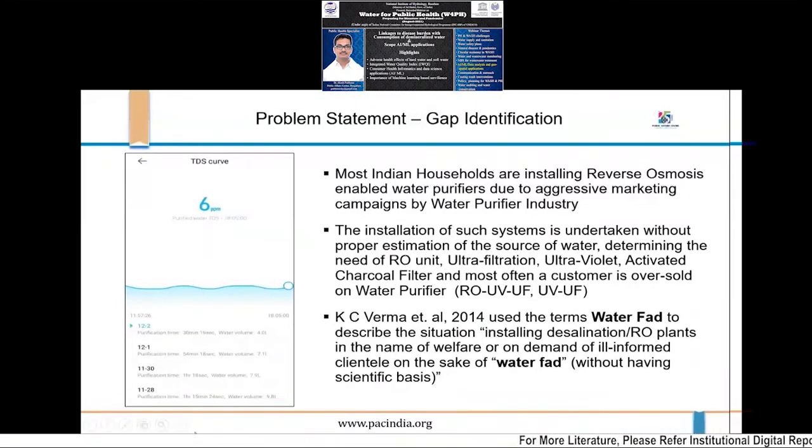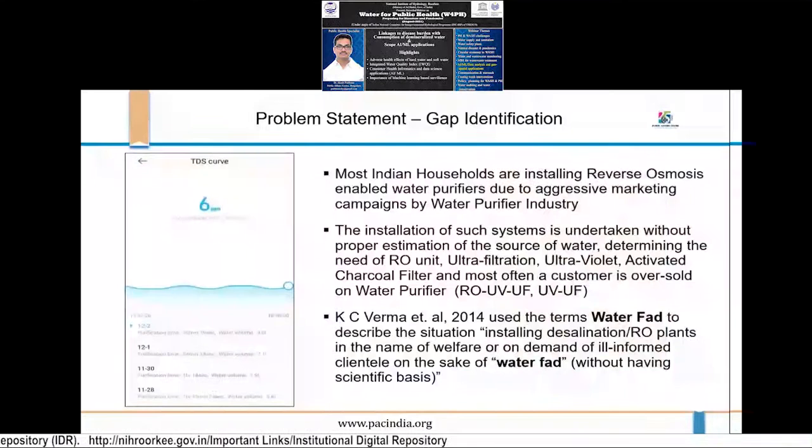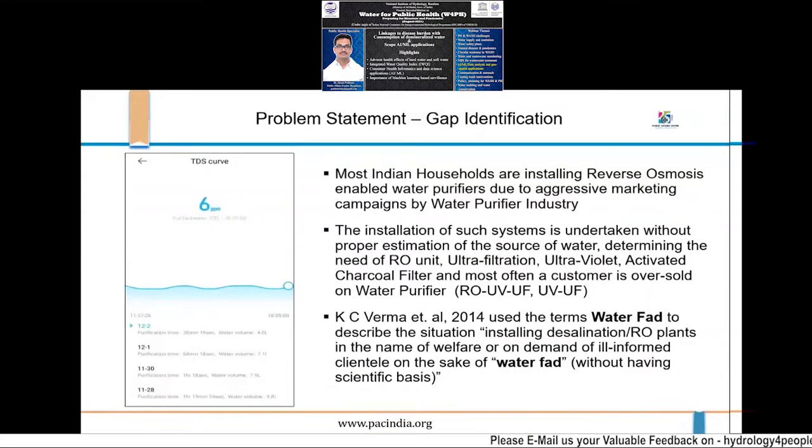Most Indian households today have installed electric water purifiers, which is mostly due to the aggressive campaigns that these companies have been running. And one of the papers that I went through, from KC Verma, they have given the name called water fad, and that's true, because even if you look at the picture here, it's from my own water purifier which I use at my home, and you see the TDS level at 6 ppm, which is as close as distilled water, and that's water that I myself and my family have been consuming, I don't know, for the past 2 years.